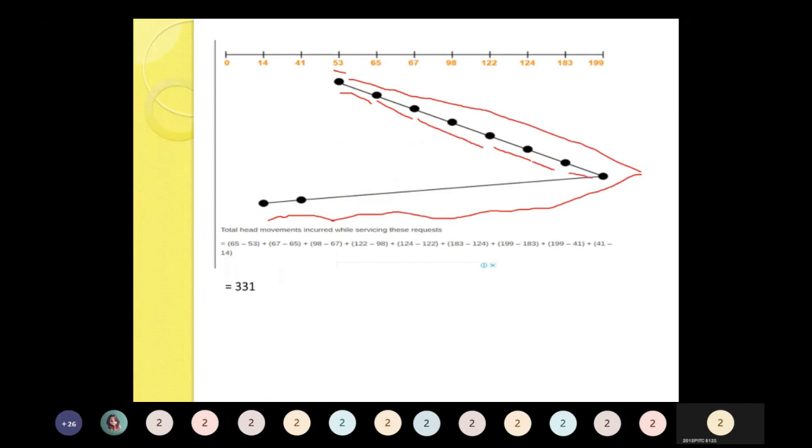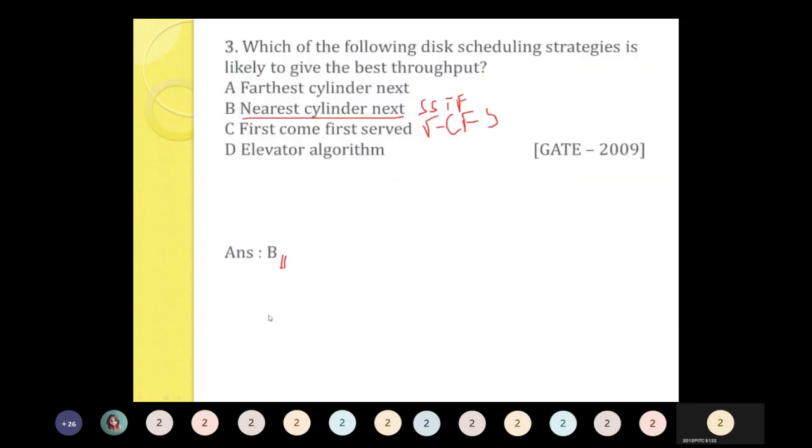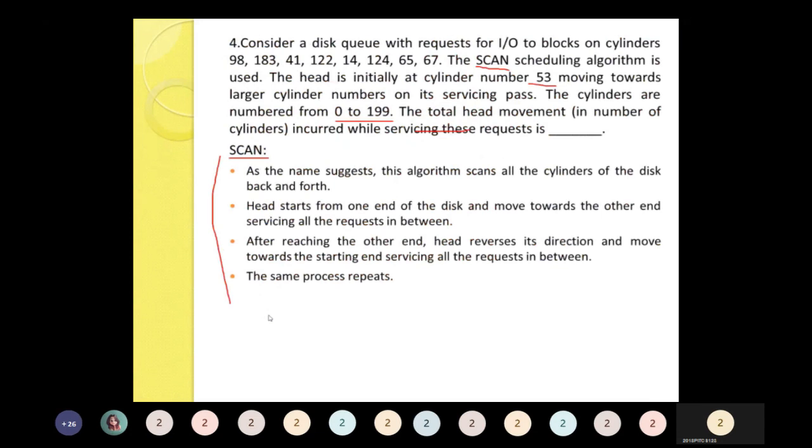Plus 199 to 41 and 41 to 14. So this difference between these numbers, and getting the addition, we have the value 331. 331 head movement. That is 331 requests we have to scan by using this algorithm. Okay, 331 is my answer.